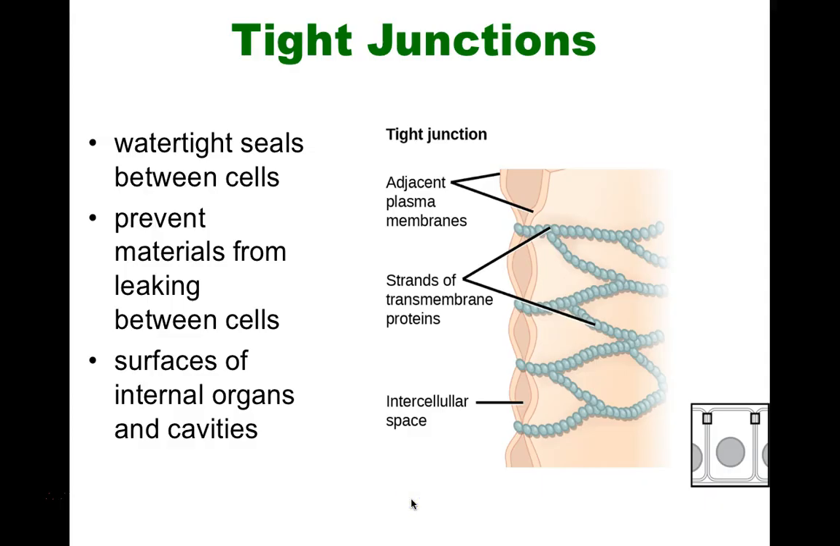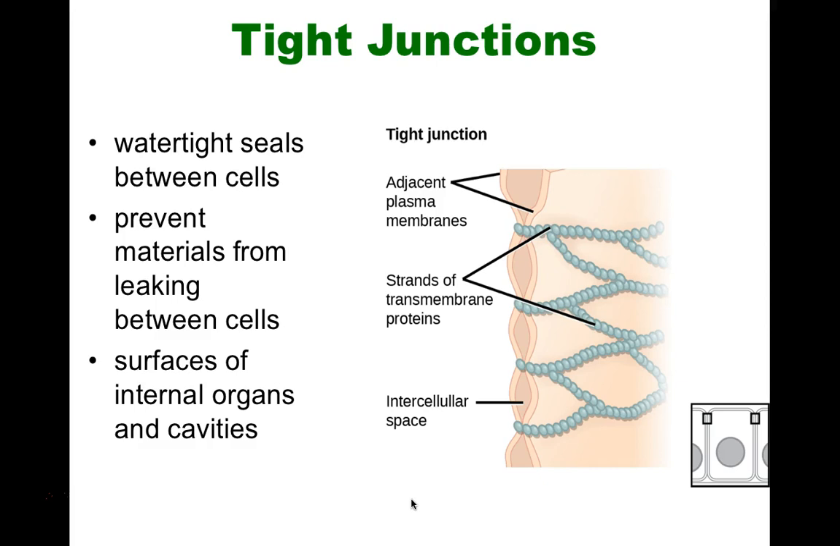A tight junction is a watertight seal between cells, especially when you think of cells lining the intestine. That's where you want nice, smooth, tightly linked together cells. You don't want any leakage of material from the intestinal lumen, or the center of the intestine, to the surrounding tissues. That's what tight junctions will do: prevent leakage.